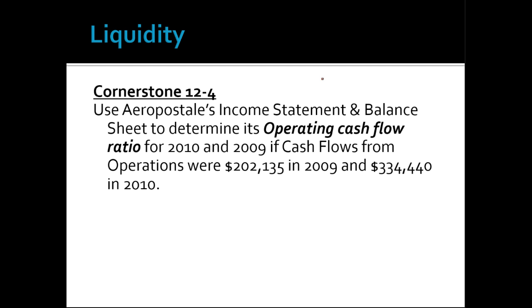What if I told you that in 2010, because that's the number I'm looking for, the cash flow from operations was 334,440, and I'm going to divide that by the 241,840. And if I do that math, I should come up with 1.38 for my operating cash flow ratio in 2010. And if I did a similar calculation for 2009, I'd come up with 1.15.